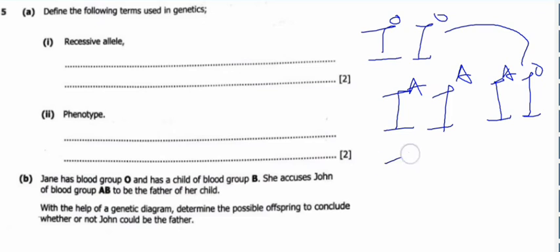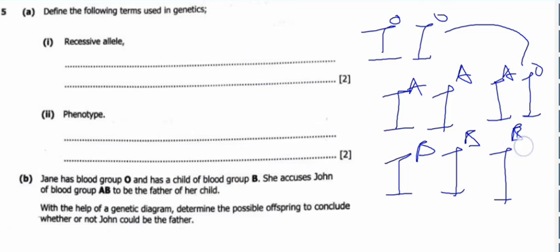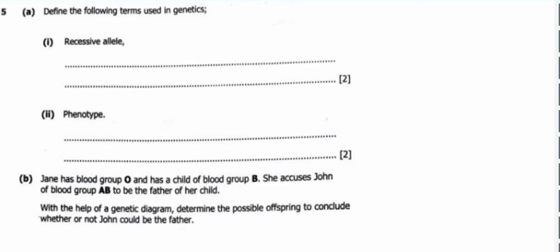Then let's come to blood group B. Blood group B can also exist as homozygous dominant and as heterozygous dominant. Then as for blood group AB, it exists as codominance. When you say codominance, it means that blood group A is dominant and blood group B is also dominant. That's codominance.